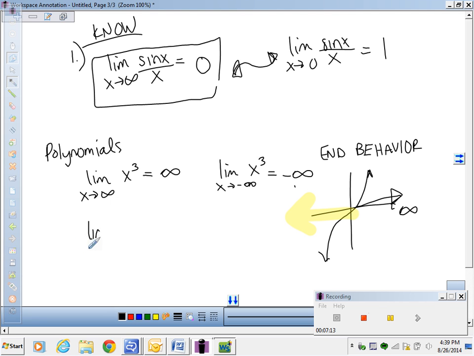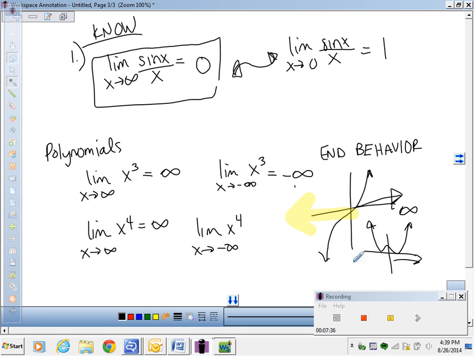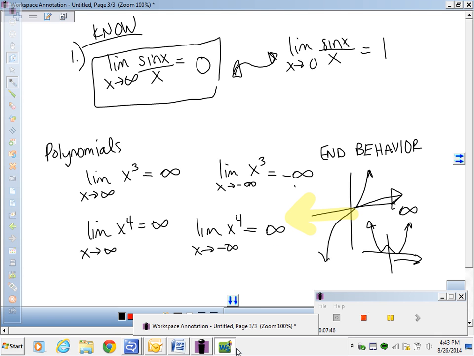Again, same is true if I had the limit of x to the 4th as x approaches infinity, and the limit of x to the 4th as x approaches negative infinity. I know x to the 4th is a positive function, and it's even, so it'll look like this. So as x is approaching positive infinity going to the right, it's also approaching infinity. The end is going up. And as I'm going to the left, at negative infinity, what happens to the end? It also goes up. So this one also approaches infinity. My limit is infinity. Okay?